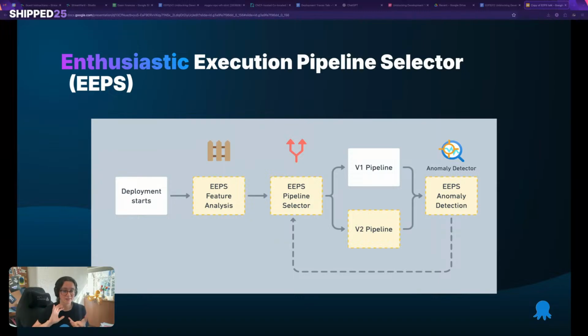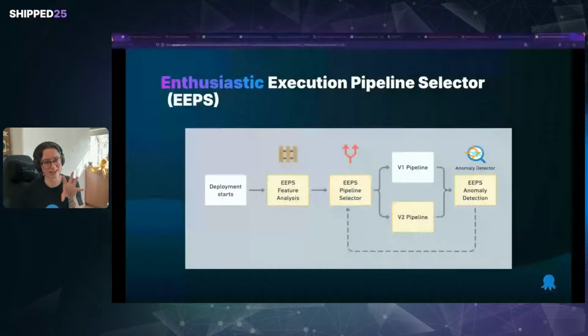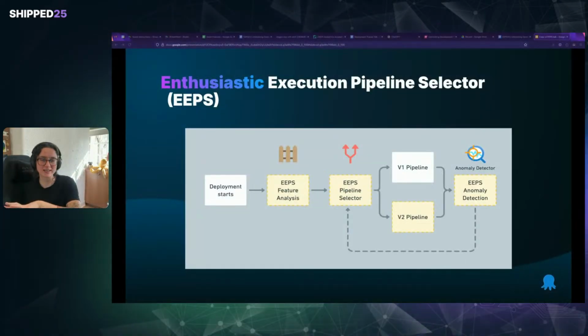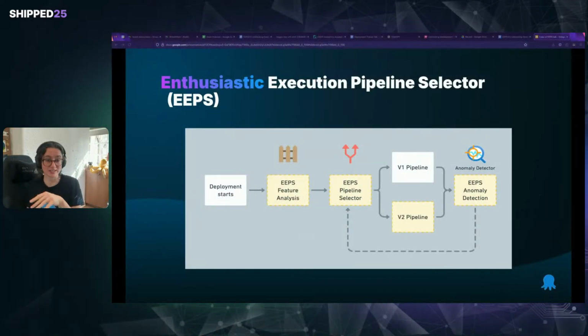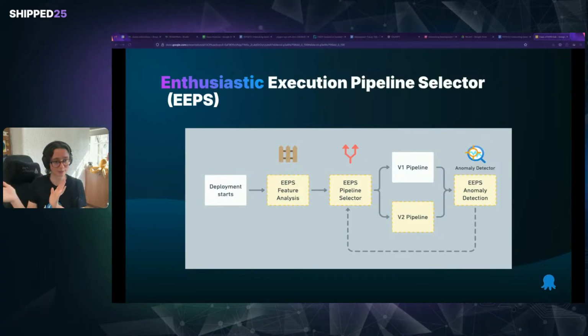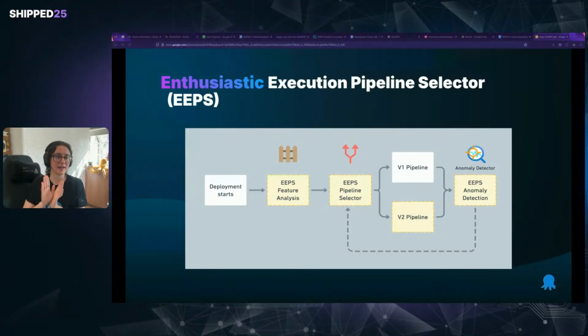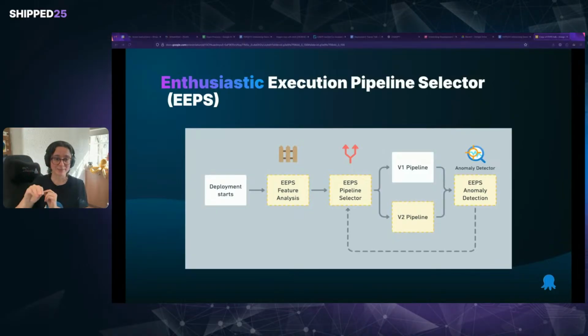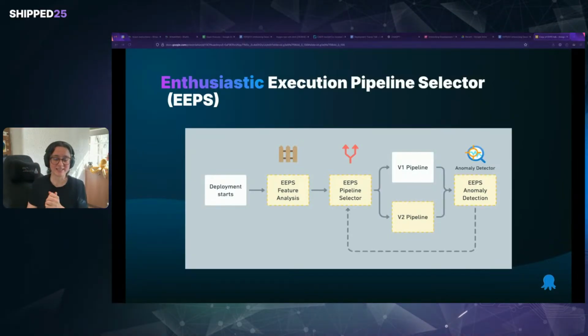It understands the different capabilities the Octopus server has, and it knows which features a given deployment is using at the point that that deployment is run. And so it analyzes that. It kicks into the selector mode, which decides to run that deployment on the V1 pipeline or the V2 pipeline, always preferring the V2 pipeline. And then once that deployment has completed, it does some anomaly detection.